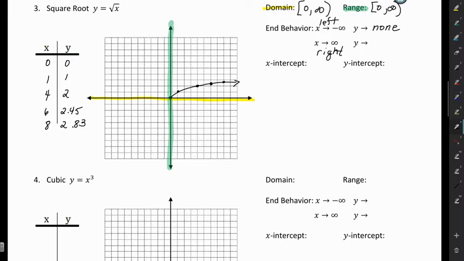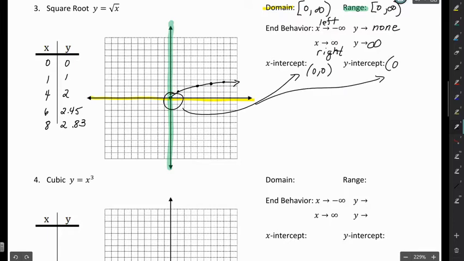In terms of going right, that's obvious. We're going to positive infinity. We just keep getting bigger and bigger. Y keeps getting bigger and bigger. Even though this graph looks like it's kind of leveling off, what's really happening over time is it's getting bigger and bigger, so it's going to positive infinity. All right, the easy question of each graph: the x-intercept is (0, 0), right here, and the y-intercept is also (0, 0).